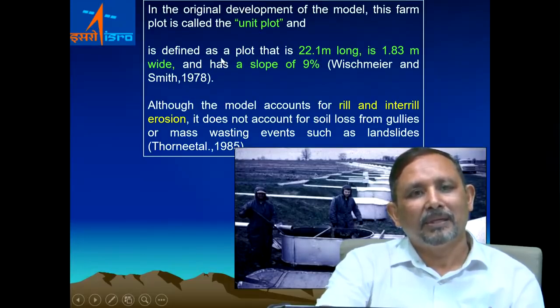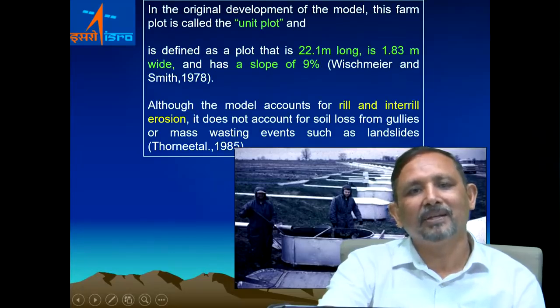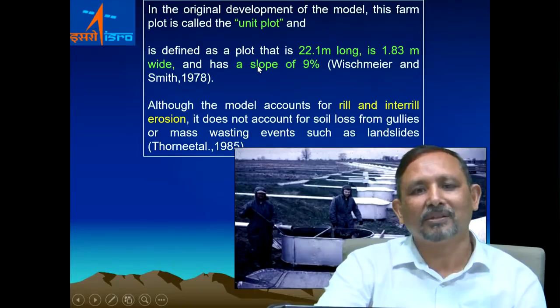He gave the plot size as 22.1 meter length, 1.83 meter wide, and maintained a 9% slope. Then with this measurement, he calculated the soil erosion rate by collecting the sediment in the tank at the end of the field. He collected the total soil loss in the tank and measured how much soil is getting lost in this unit plot.